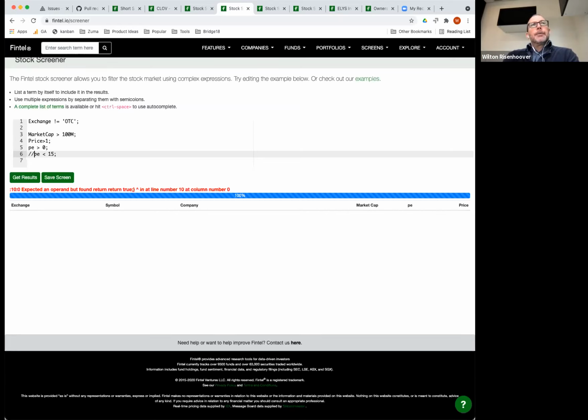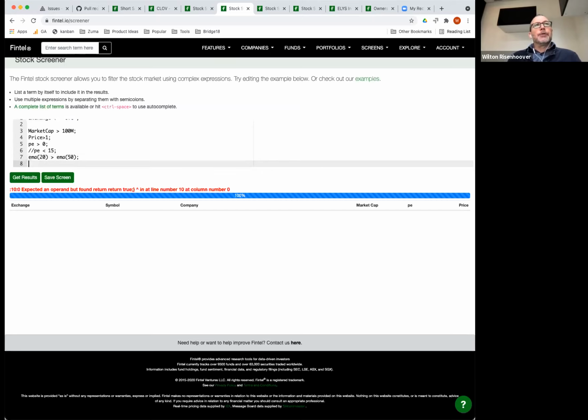And we're going to add a whole bunch of technical analysis functions as well. So you'll be able to say things like the EMA for the last 20 days is greater than the EMA for the last 50 days. If you're familiar with technical analysis, the exponential moving average of 20 is the short-term average, and 50 is the long-term average. If the short-term average is greater than the long-term average, that would suggest that you're in an upward trend.